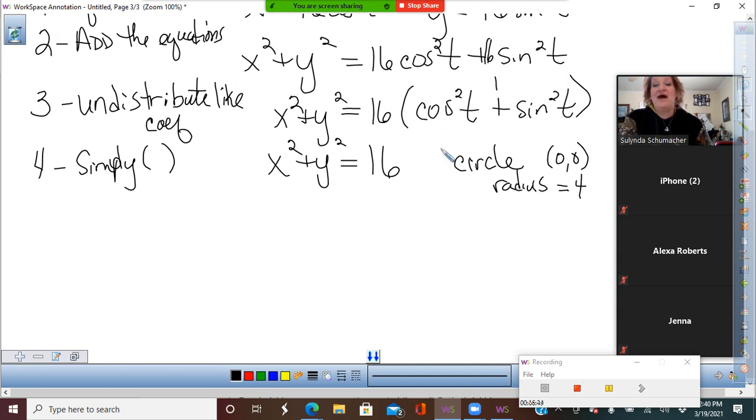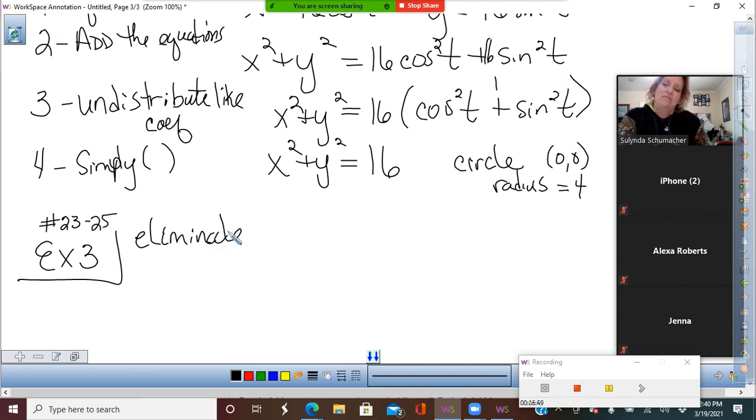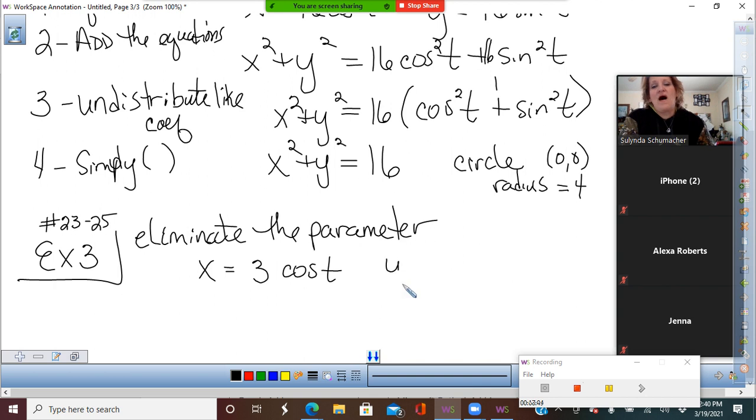All right, so we're going to have a couple of these. So here's my example number 3. This is numbers 23 through 25. And again, we're eliminating the parameter. And let's say I have x equals 3 cosine t and y equals 3 sine t.